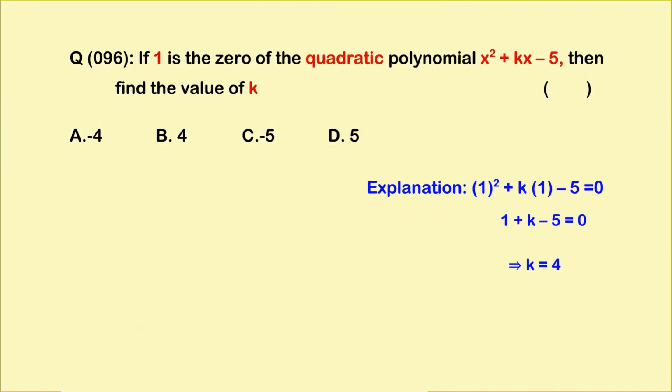Question number 96. If 1 is the zero of the quadratic polynomial x square plus kx minus 5, then find the value of k. P of x is given as x square plus kx minus 5. If you substitute the value of x as 1 in the given expression, we will get 1 square plus k of 1 minus 5 is equal to 0. 1 square is 1, k into 1 is k, minus 5 is equal to 0. So minus 5 plus 1 is minus 4. k minus 4 is equal to 0. That is k is equal to 4. So the right answer is B.